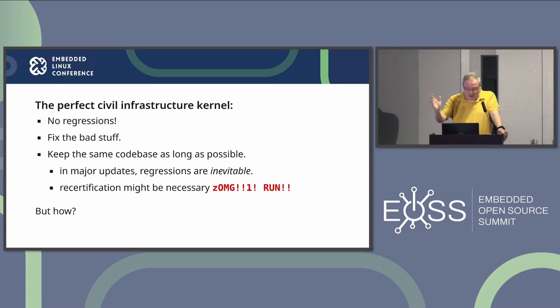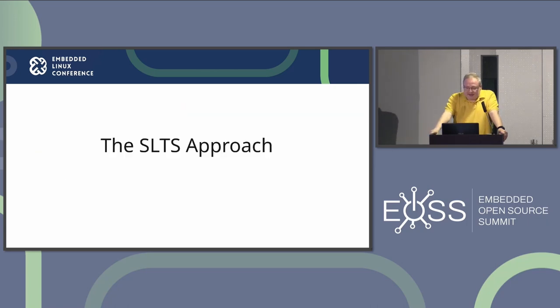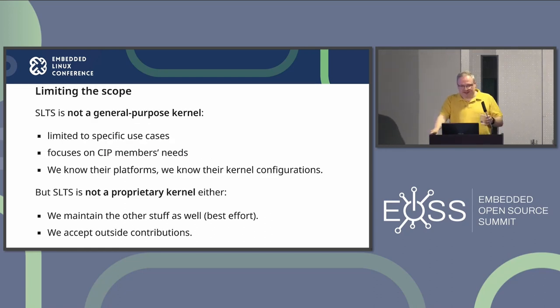So how do you provide something like that? We thought about that, and we have an approach for how you can provide such a kernel in the face of limited resources. Step one is limit the scope. We are not maintaining a kernel that you can drop into everything from IoT devices to supercomputers. It's intended to be used in specific cases. And what those cases are is informed by our members' needs.